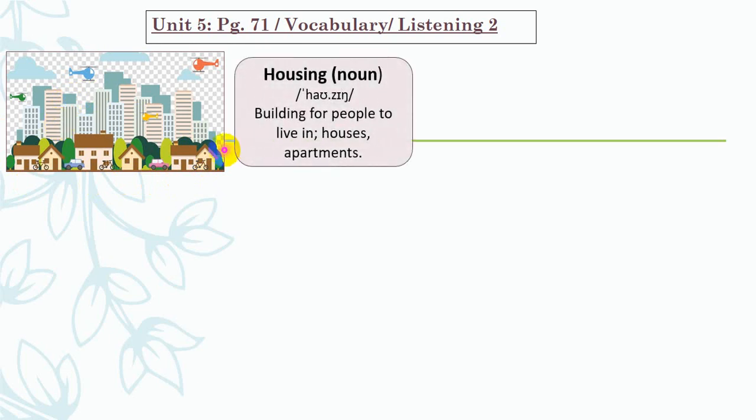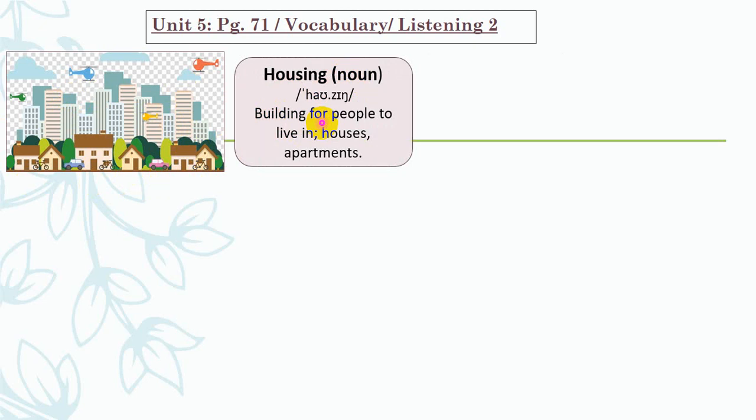Alright, what do you see here in this picture? You see a lot of houses, you see a small hut, and you also see buildings. So this is all housing. These buildings are basically for people to live in. These can be houses, these can be apartment buildings, these can be huts. So housing is a noun, buildings for people to live in.